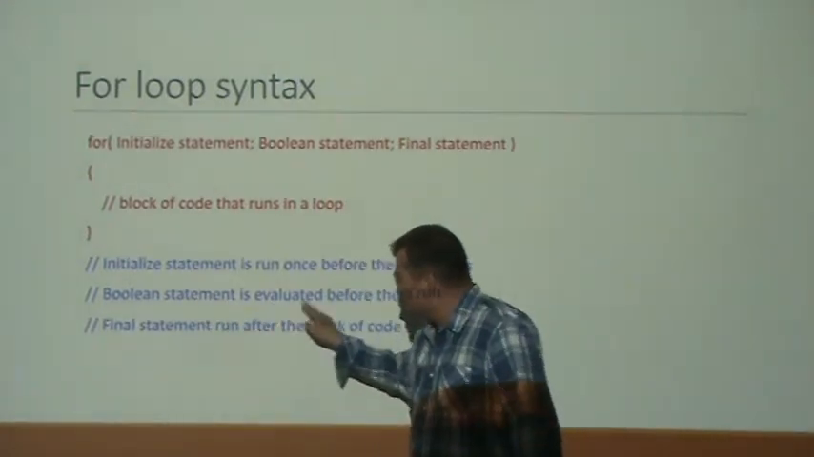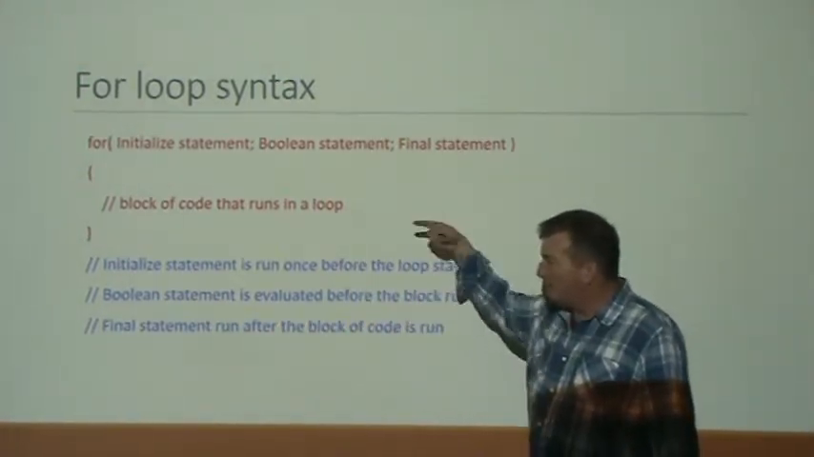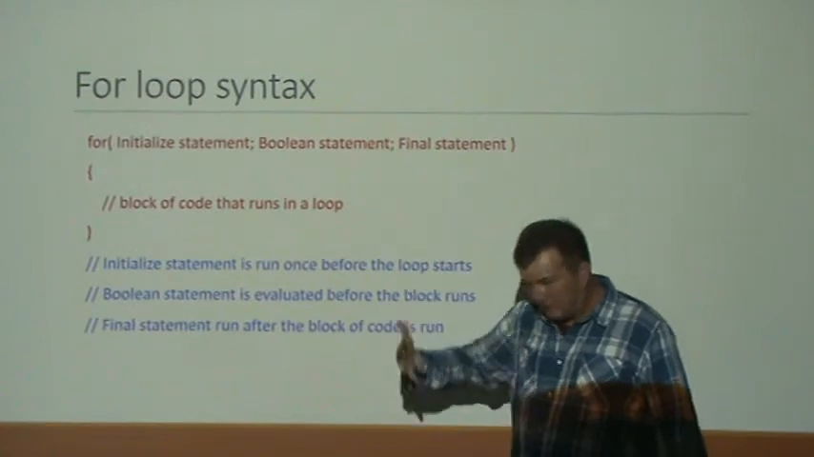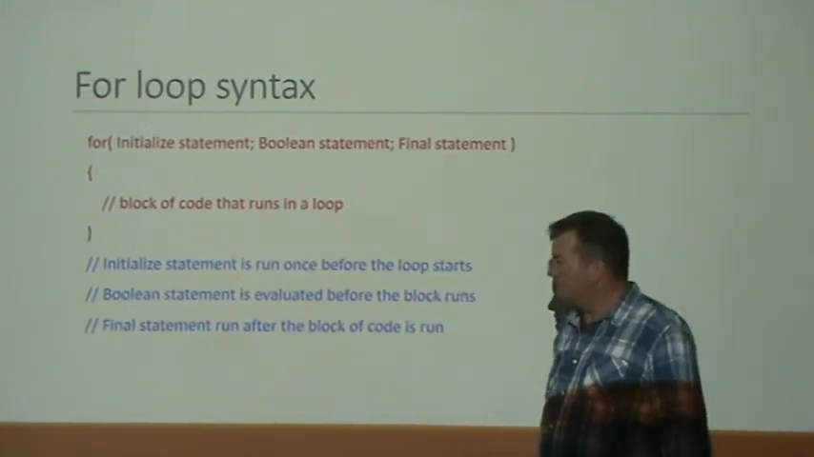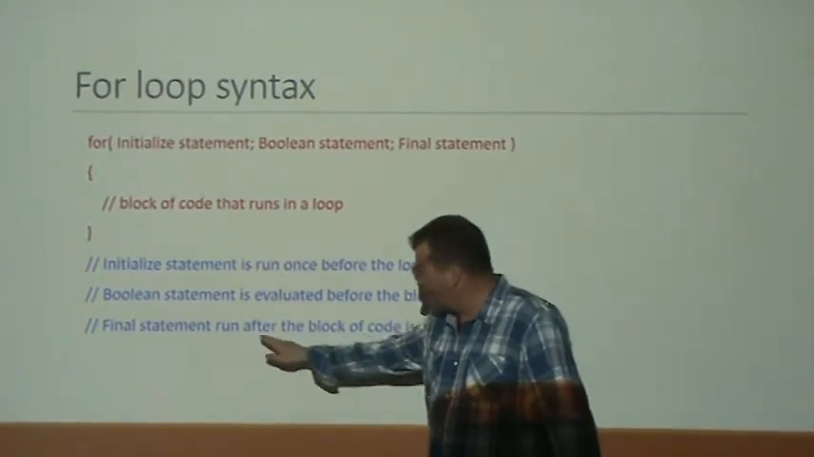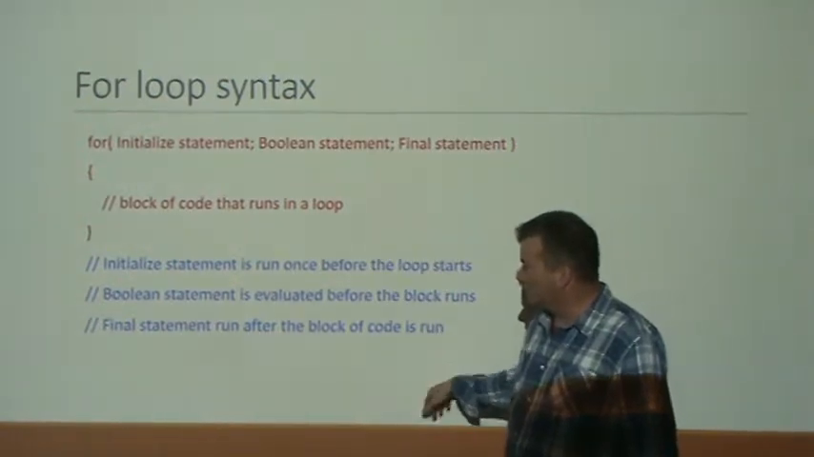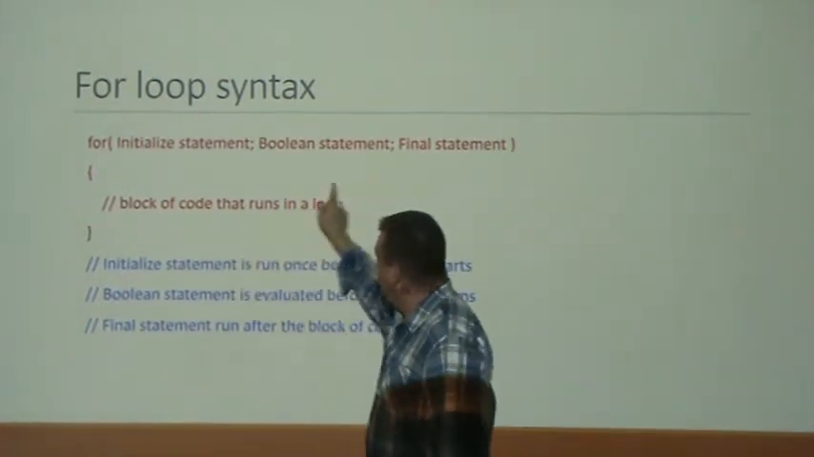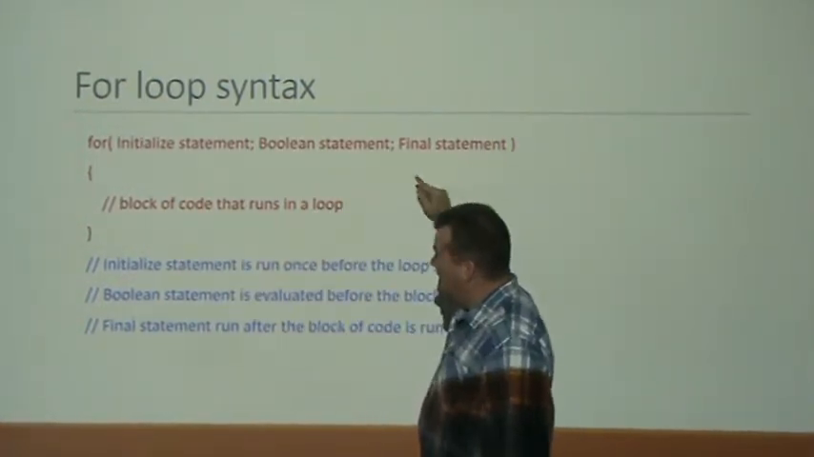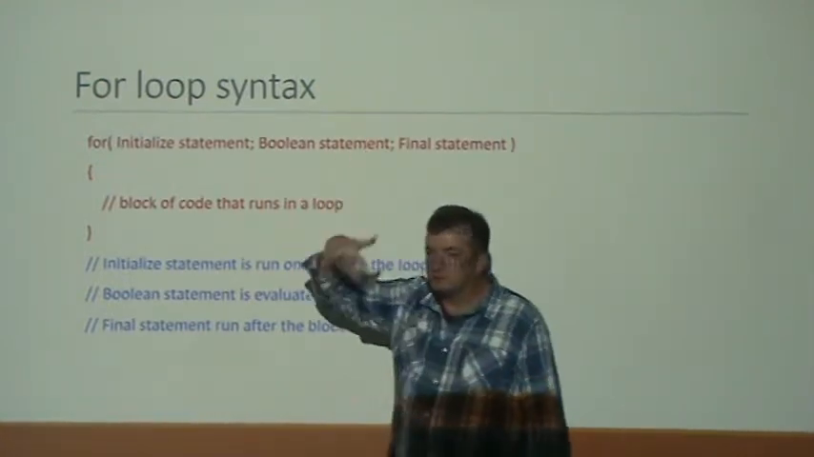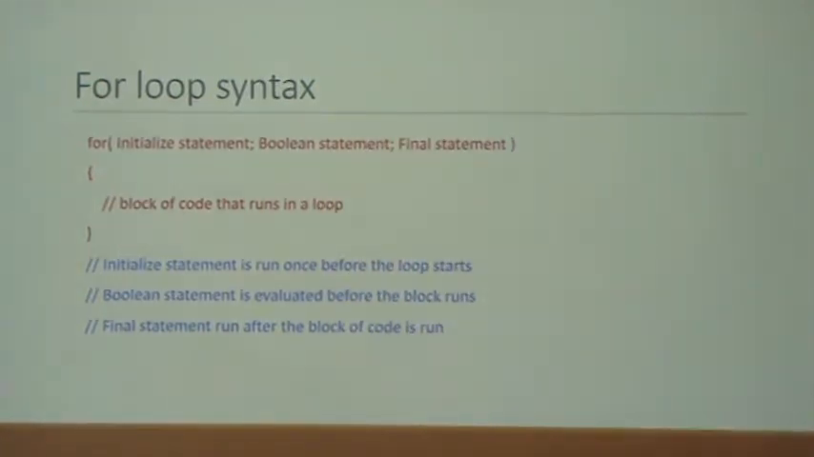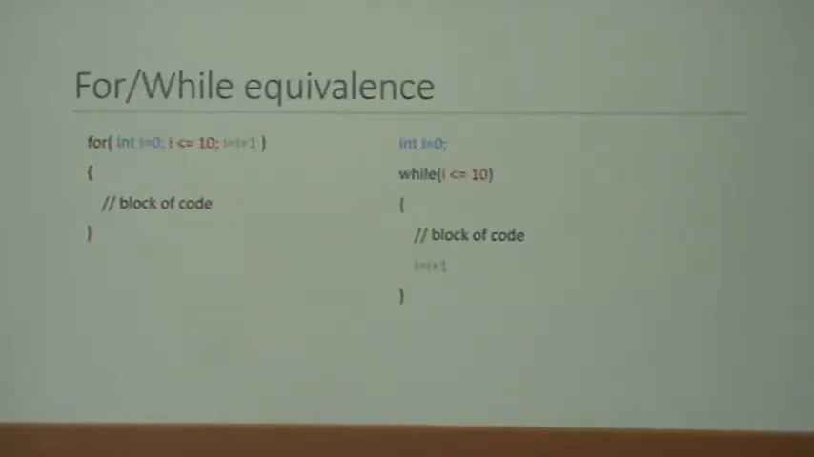So we have an initialized statement that's run once before the loop starts. The Boolean expression is evaluated every time before the block runs. If true, the block runs. If false, it stops. And the final statement is run after the block of code is run. So we do all of our statements in here, then run this statement, and then ask ourselves, is the Boolean expression true again? And if it's true, the code will run again. So that's the syntax for the for loop.